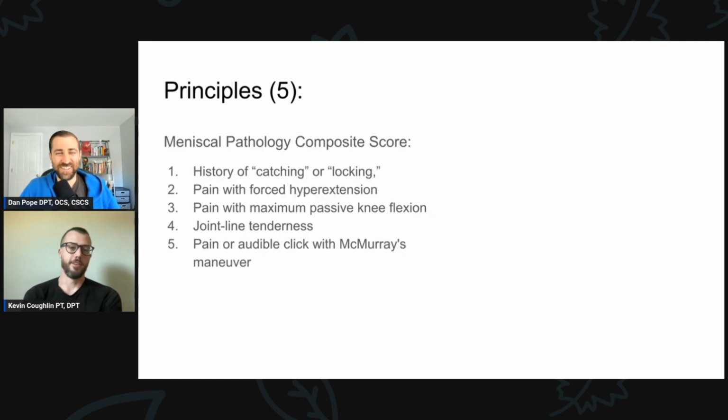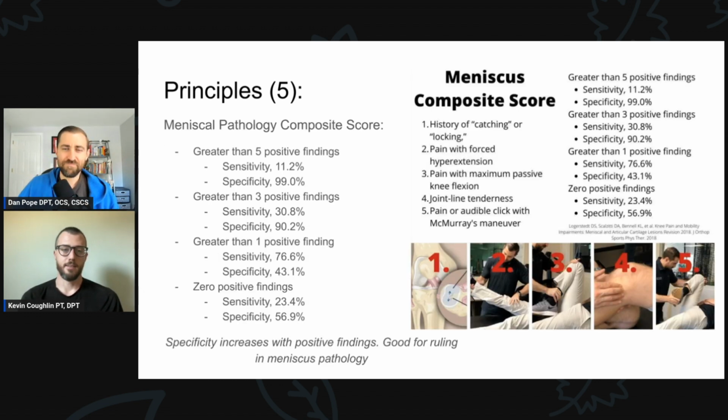Oh, here we go. Okay, so this is talking about what the clinical practice guidelines call the meniscal pathology composite score. So, if we get someone coming in with a history of catching or locking, they have pain with forced hyperextension of the knee, pain with maximum passive knee flexion, joint line tenderness, and a reproduction of pain or an audible click with McMurray's maneuver. When we see all five of those positive, we start to think that there's a meniscal pathology. So if you want to pop to the next slide, there it is. Boom. Dan with all his good pictures below.